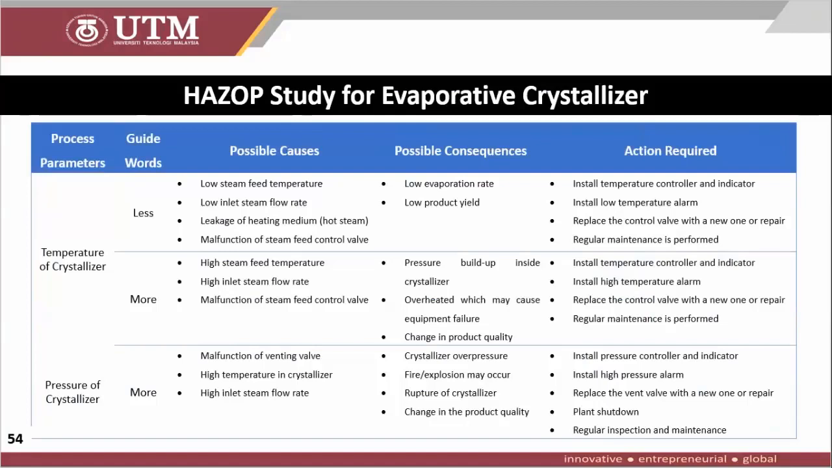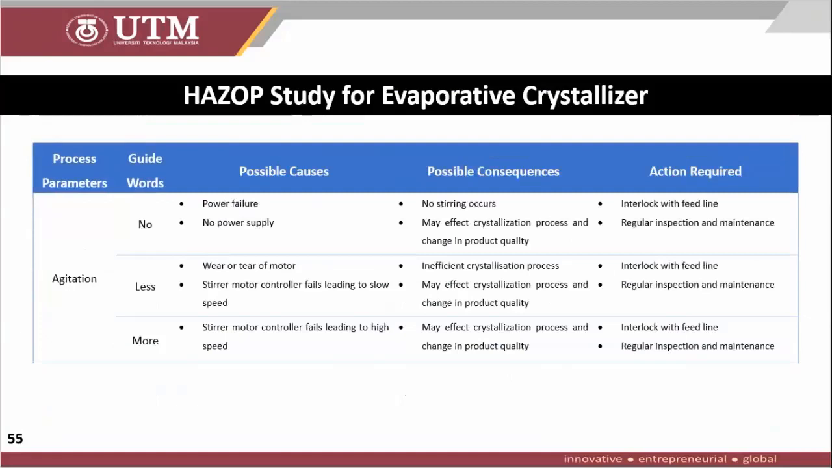Next, the last parameter is agitation. The deviations are no, low, or high agitation. The action required for all of them is the same: interlock with the feed line, or do regular inspection and maintenance. Next.